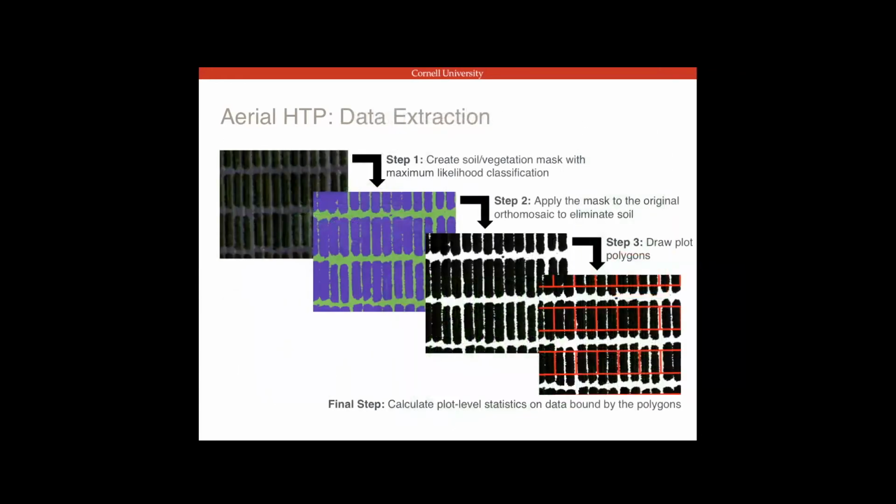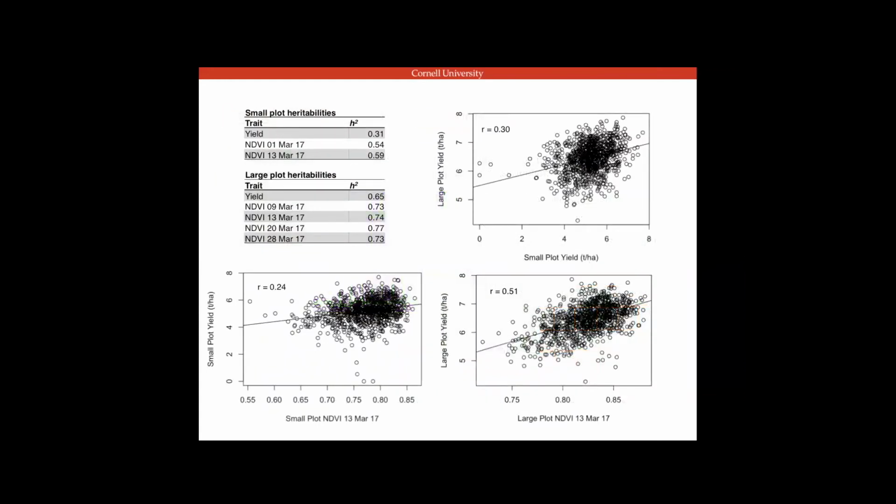To extract the data, we use ArcGIS, and first thing, we create a soil vegetation mask using a maximum likelihood classification. So this will assign a binary value to pixels that are either soil or vegetation. We can apply that mask back to the original image and remove any data associated with soil. And then the last step is to draw polygons around the plots and calculate plot level statistics on the data bound by the polygon. So there are a lot of considerations that go into this, and hopefully if you do it right, you can get good quality results, and that's what we think we're starting to see here.